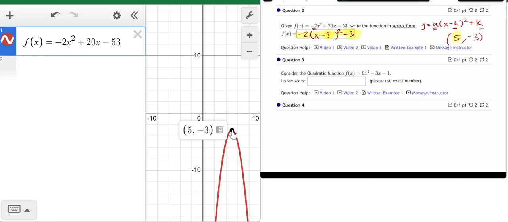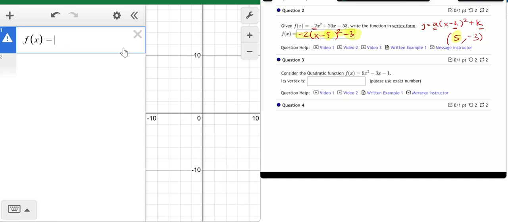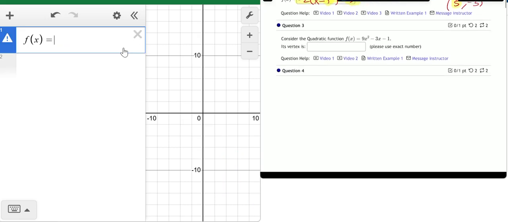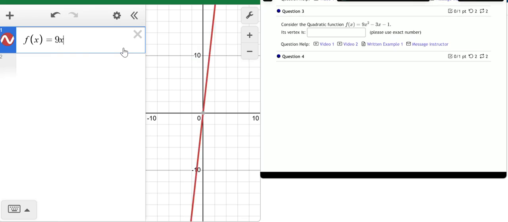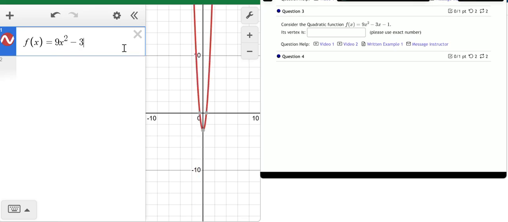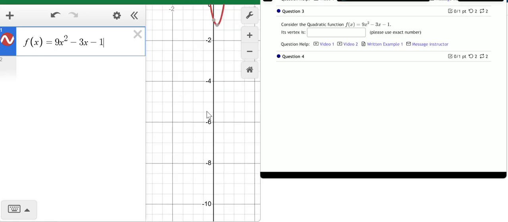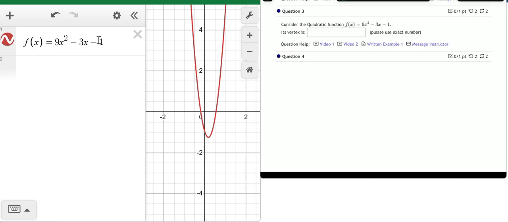Notice the next question is asking basically the same thing. What's the vertex? We just need to know the h, k values. So once again, we type that into our problem: 9x squared minus 3x minus 1. One thing to keep in mind is that you can select a graph by clicking the equation itself. Notice when I click this equation and highlight it, the graph gets highlighted.